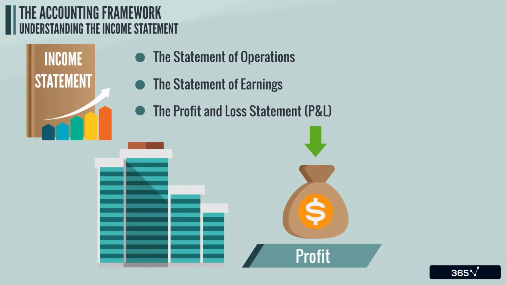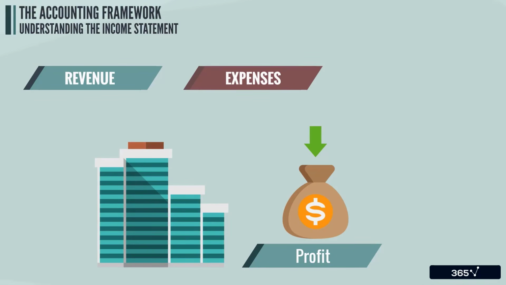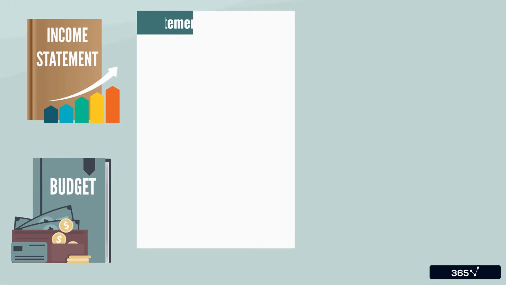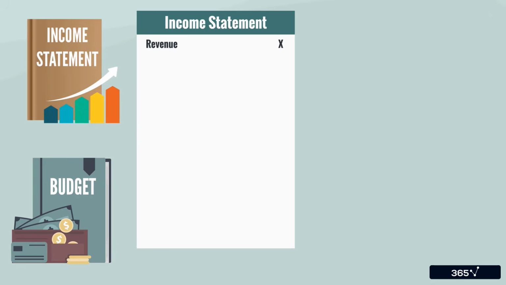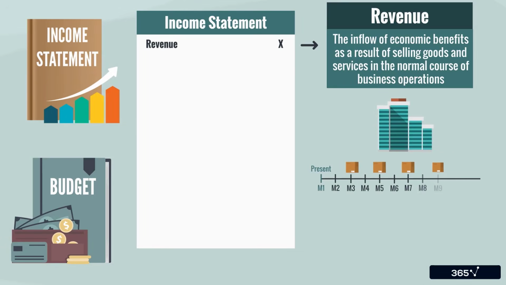Simple as that. Before we begin, you must bring to mind that the two primary drivers of net income are revenue and expenses. It does ring a bell, doesn't it? Great. Logically, revenue minus expenses gives us the net income figure for the period. When preparing a budget, we have to start from the P&L's top line, the revenue figure. By definition, this is the inflow of economic benefits as a result of selling goods and services in the normal course of business operations.